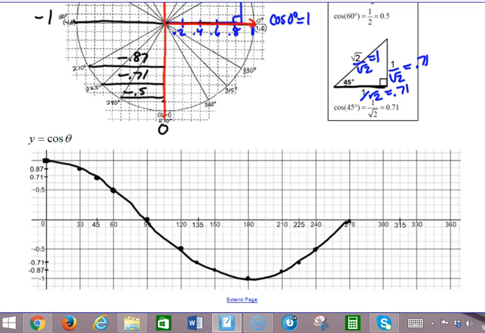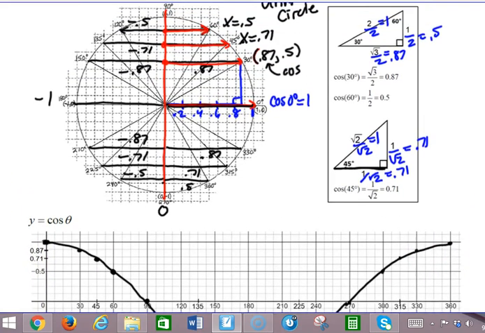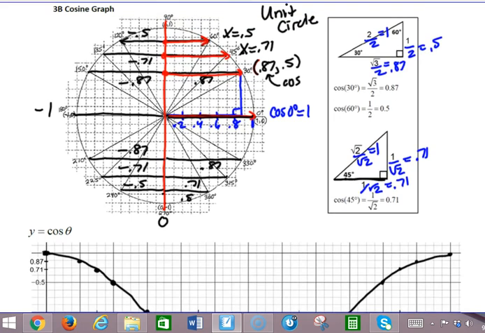And then going back into quadrant 4, positive 0.5, positive 0.71, positive 0.87, all the way back to positive 1. So 0.5, 0.71, 0.87, back up to 1. So here is the rest of the graph. So notice that the y value of the cosine graph tells you the length of the adjacent side of every triangle that you could draw in a unit circle.